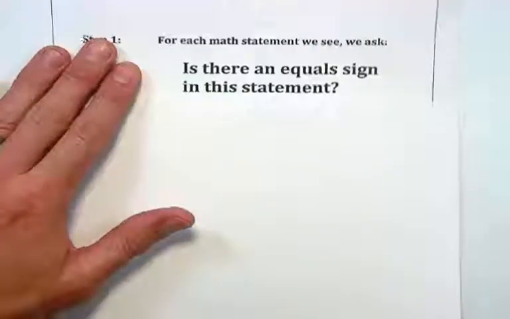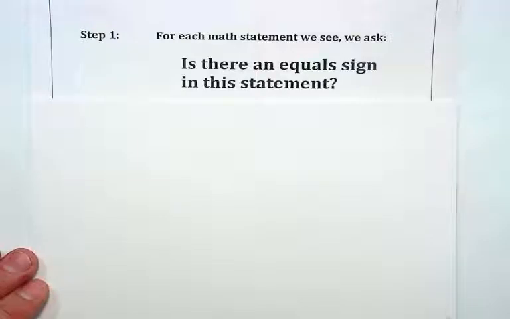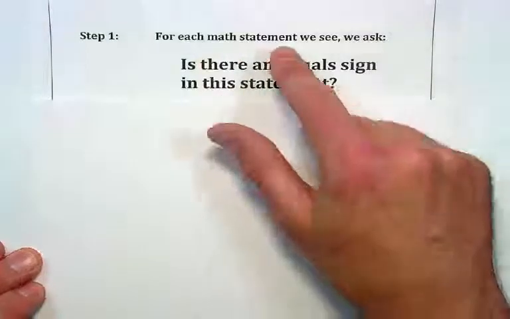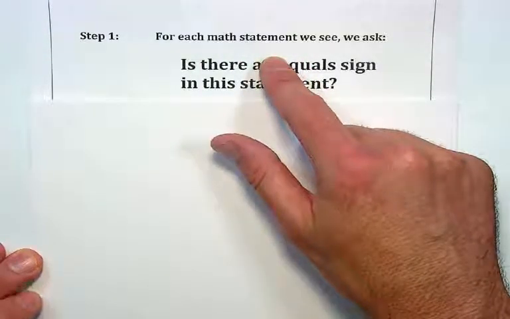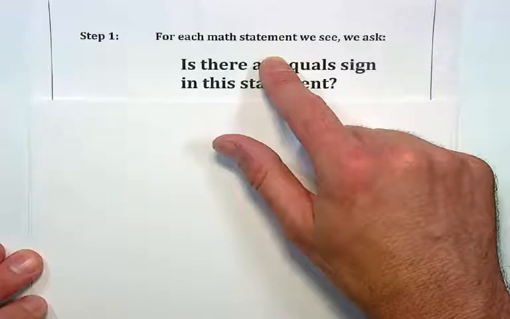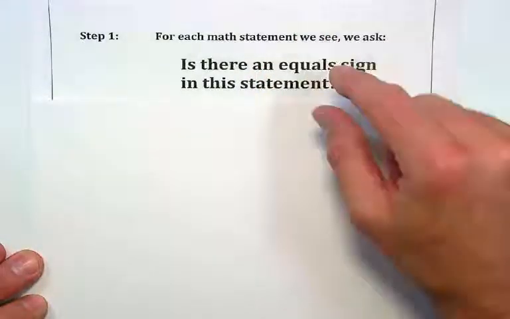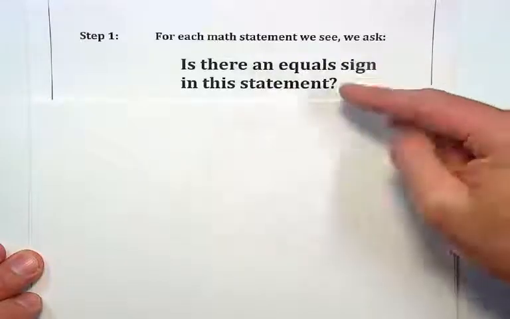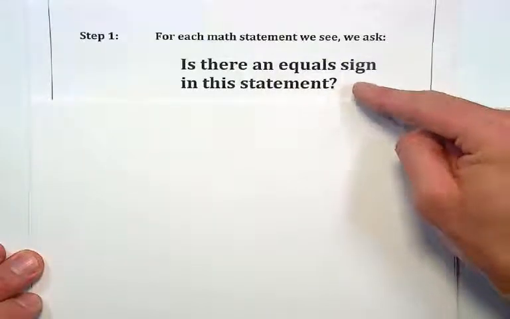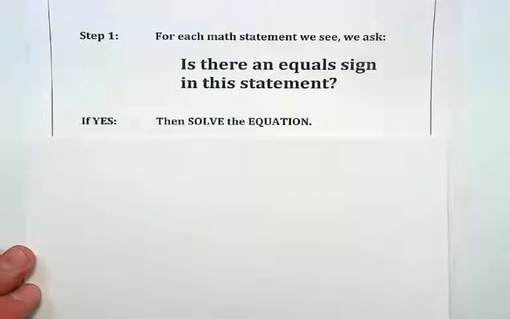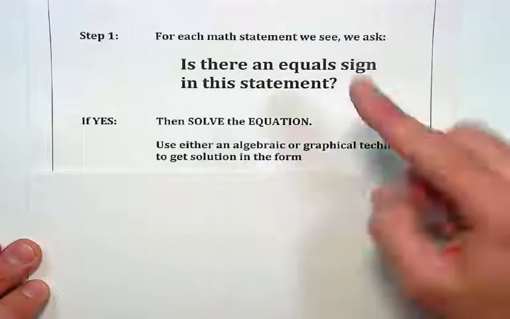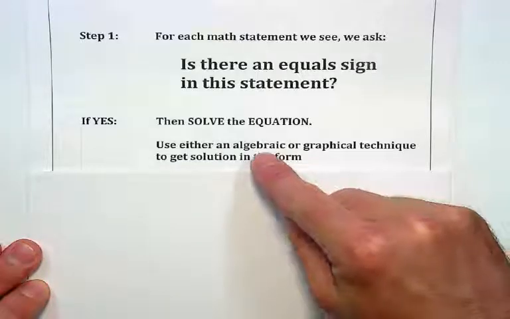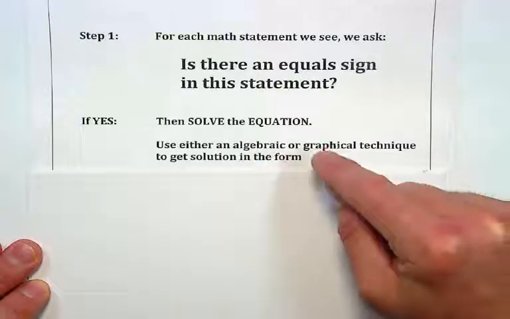The next thing that we're going to do, every time we see math symbols, you'll know when you see math symbols because if you're anything like me, you feel like you got hit in the face with something, right? When you see a bunch of math symbols on the page, in this class, I'm going to say, ask yourself one question. Is there an equal sign in this statement? If yes, then we're going to solve the equation. In our situation, we have one of two techniques. We can either solve an equation algebraically or graphically.